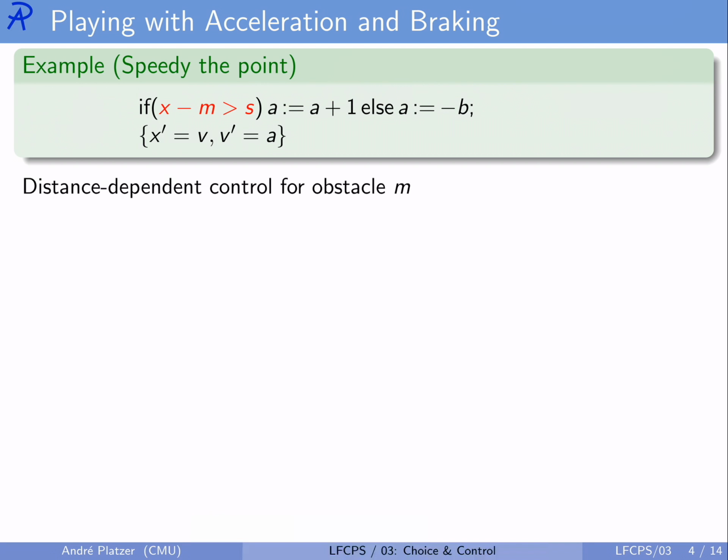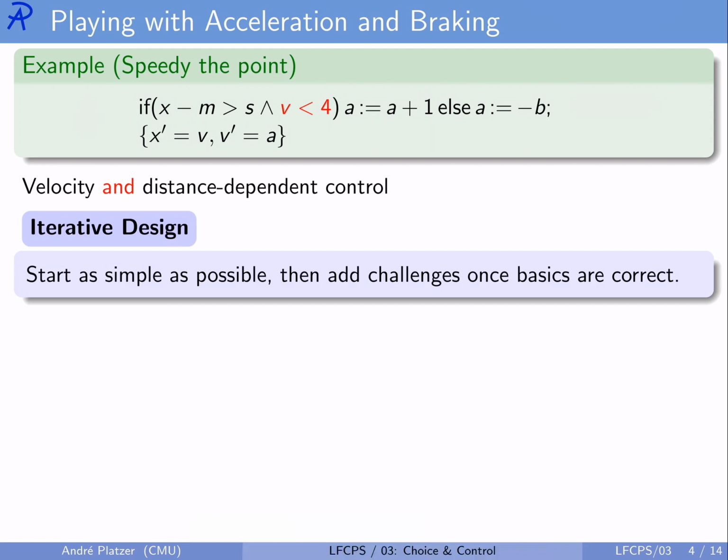Well, but come to think of it, it might be even better to take both into account, to look at both velocity and position difference as an indicator for when we should be accelerating and when we should be braking. And that already identifies one important principle in this, that of iterative design.